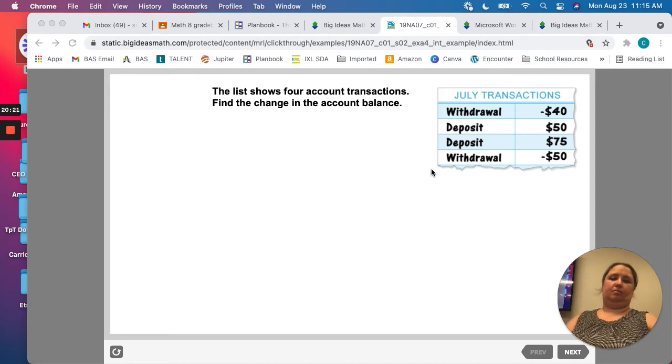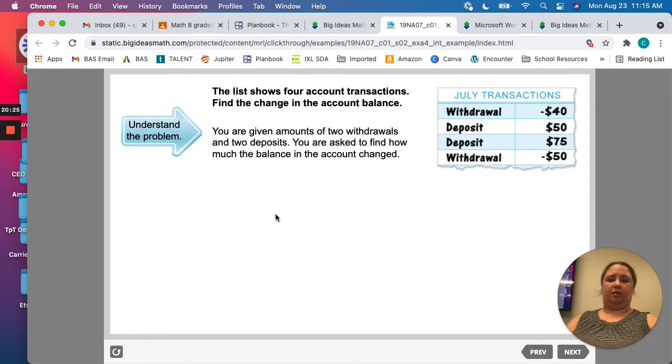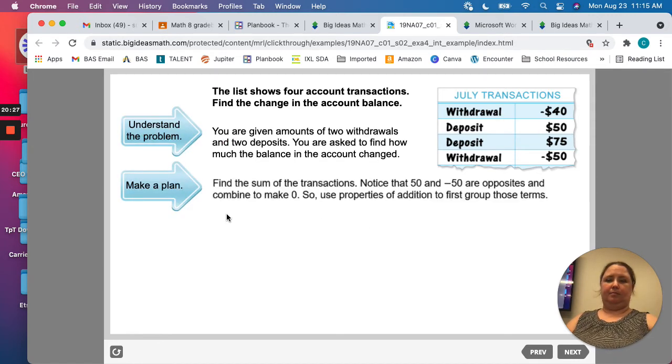You withdraw $40. He withdrew $40. He or she, yes, you withdrew $40. Then deposit $50. And deposited $75. And withdrew again. So essentially we need to add these 4 amounts to find out what the new balance is, correct?